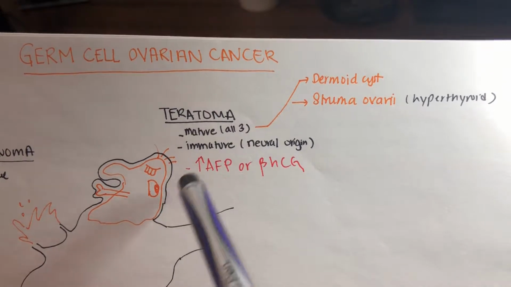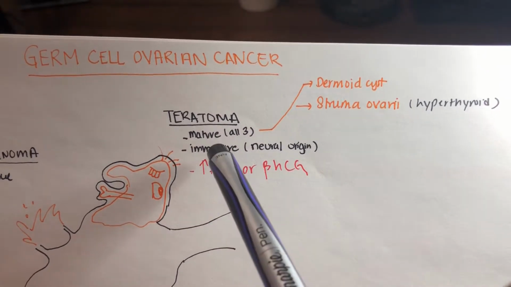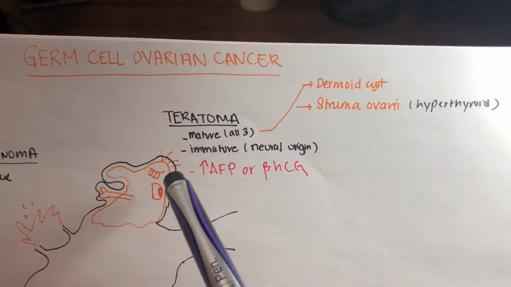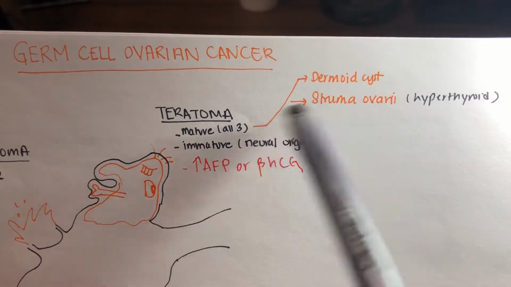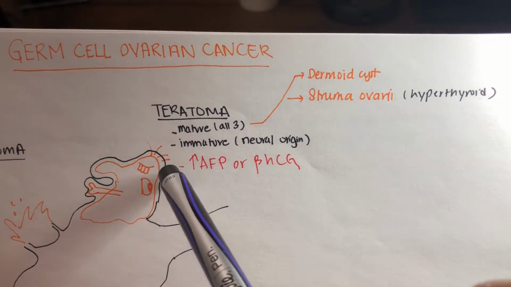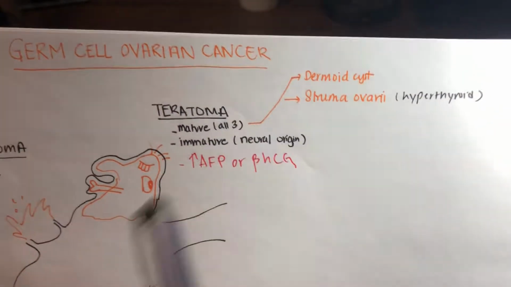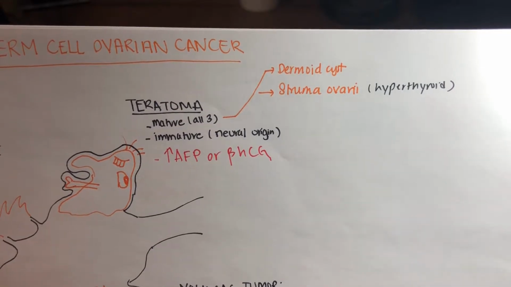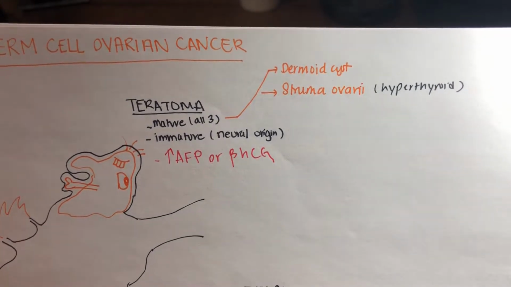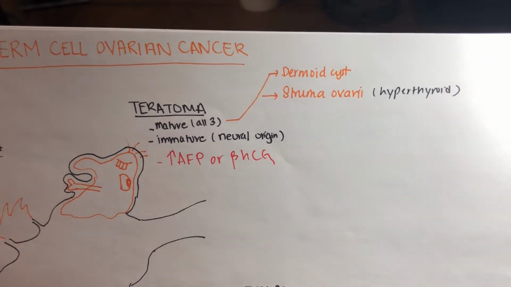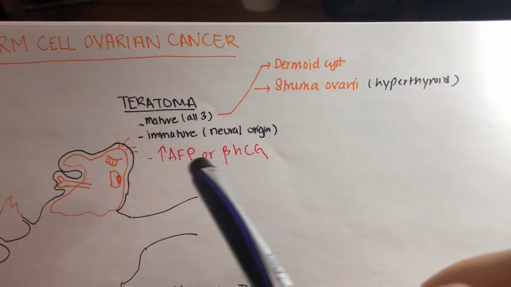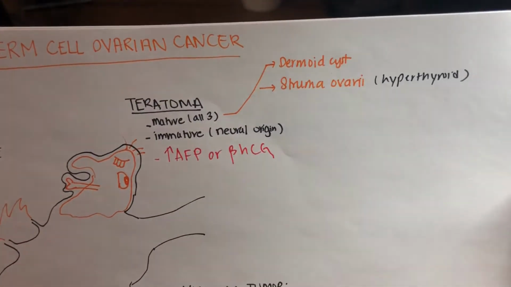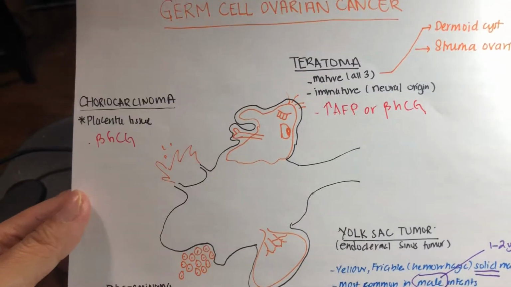There's a mature and immature type. Immature type is mostly neural tissue, and mature type is mostly all 3 layers. So there could be a dermoid cyst, which is teeth, eye, bone, hair, and then there's a struma ovarii, which is ectopic thyroid tissue. So the patient will present with hyperthyroidism. So teratoma, since it's all 3 layers, remember AFP or beta hCG can be elevated. So these hormone markers will be important in distinguishing what type of tumor you have.